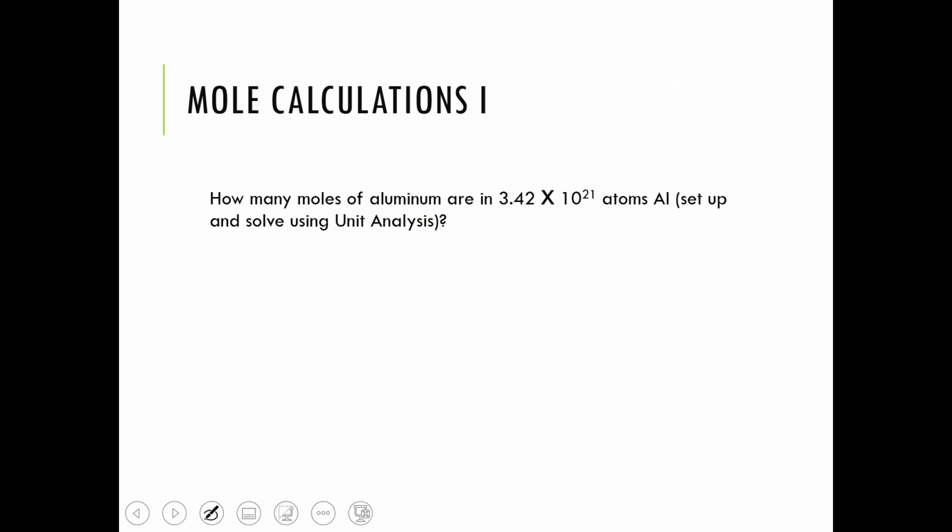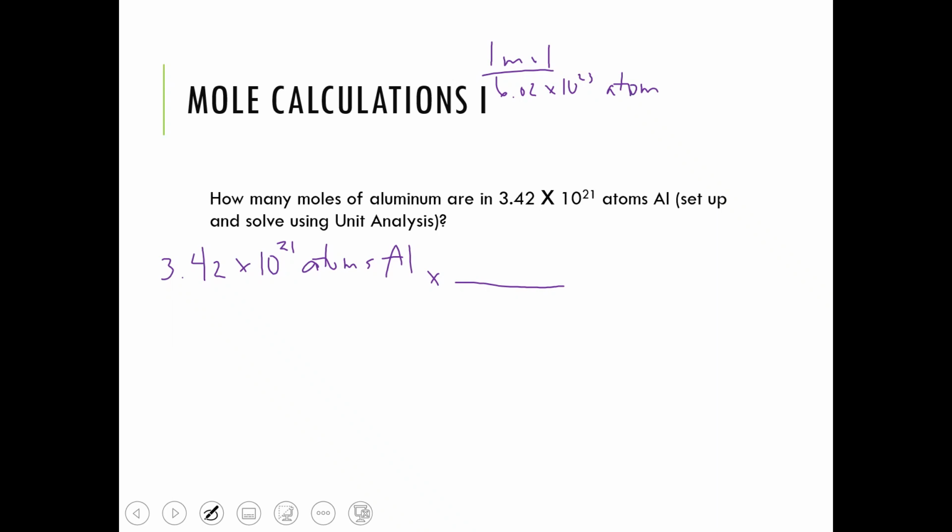And finally, I can go the reverse way. If I said that I'm starting with 3.42 times 10 to the 21 atoms of aluminum, how many moles is that? So again, we can set up our conversion factor because we know that 1 mole is 6.02 times 10 to the 23rd atoms, particles, ions, any of those.